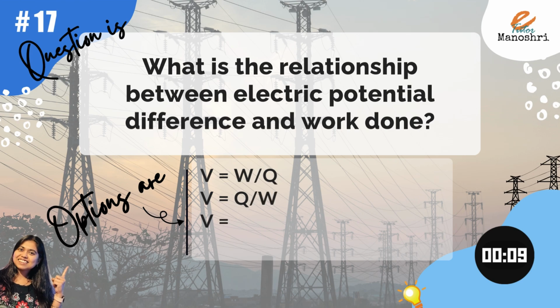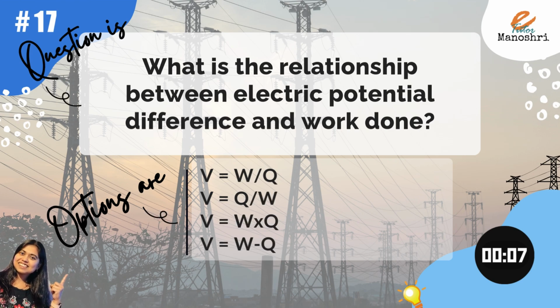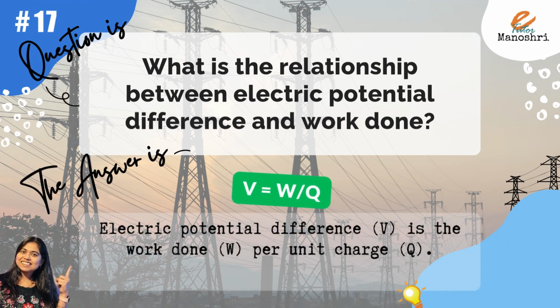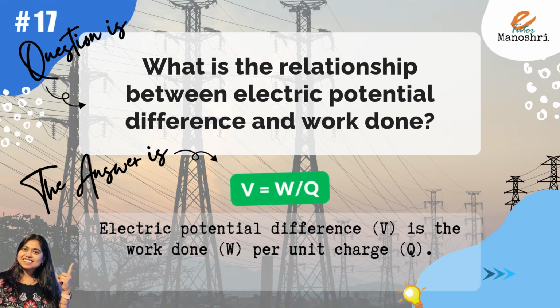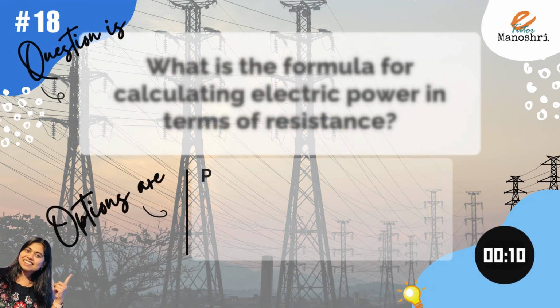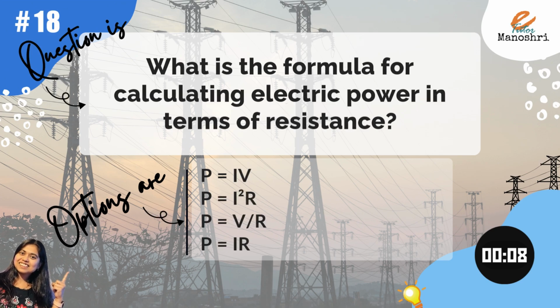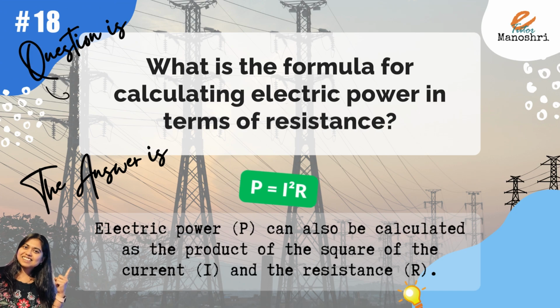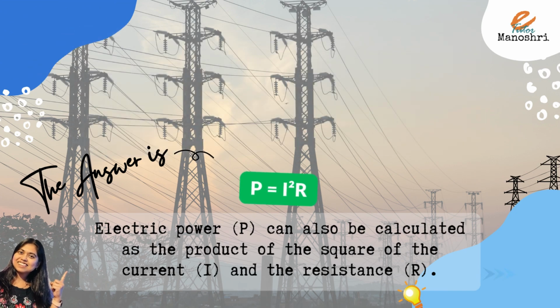What is the relationship between electric potential difference and work done? Electric potential difference is work done per unit charge. What is the formula for calculating electric power in terms of resistance? Electric power can also be calculated as the product of the square of the current and the resistance.